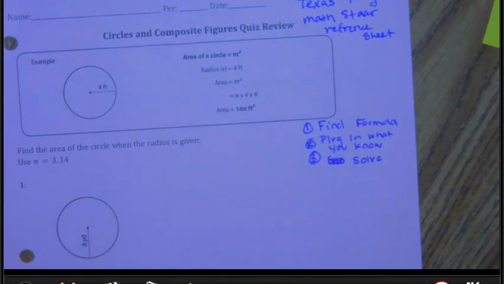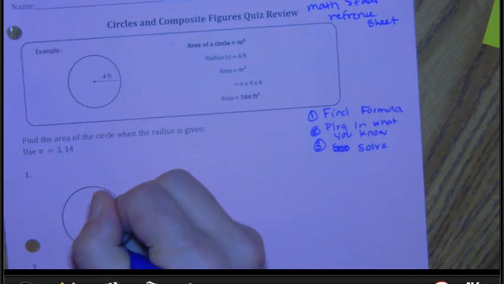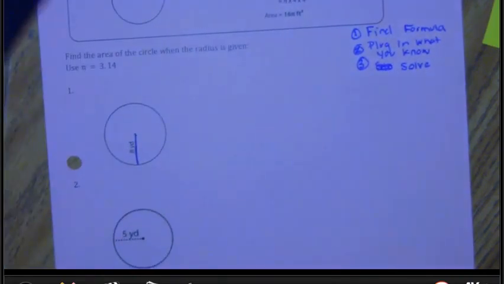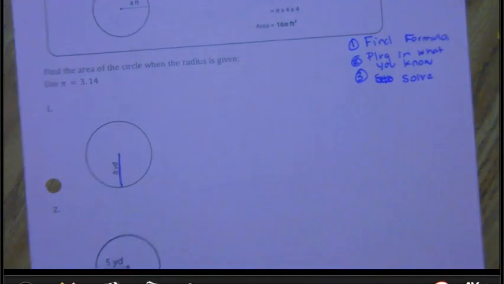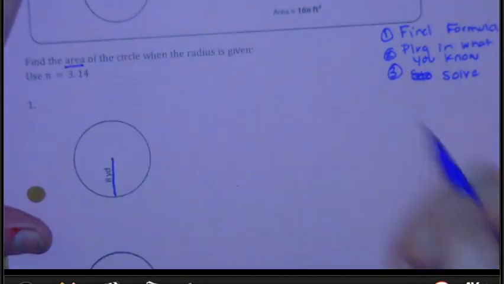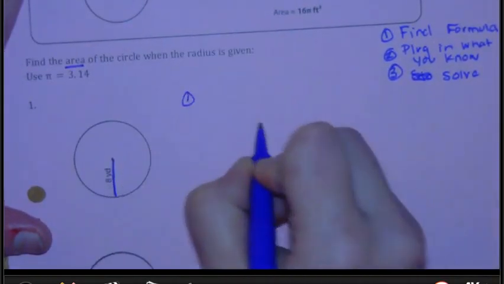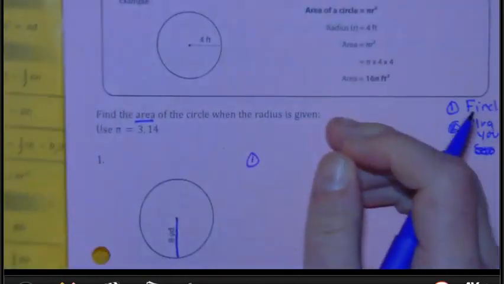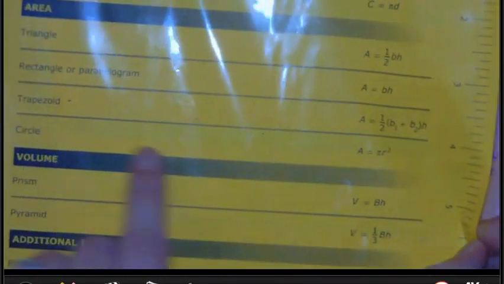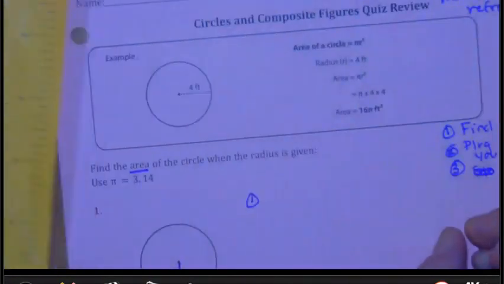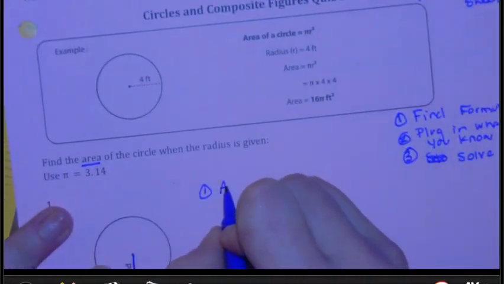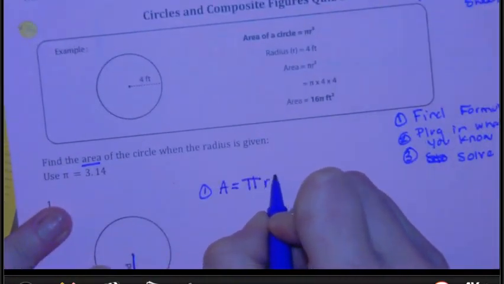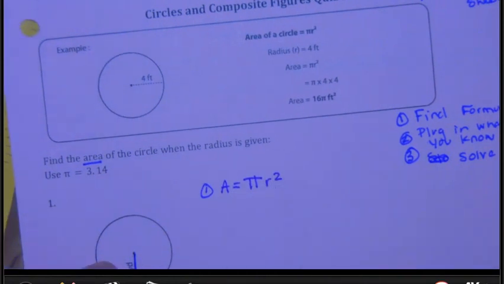All right. Looking at question number 1, my circle, I have a radius. This is my radius right here of 8 yards. Okay. And I'm locating the area of each of my circles. So I'm going to write my first step, and I see that my area of a circle is pi r squared. So area is equal to pi r squared. And I have the radius, which is 8.